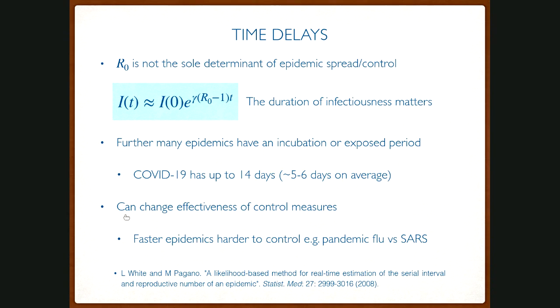Perhaps one example of that was why pandemic flu was harder to contain than SARS. They both had similar R0 values, but one of them had a shorter time in between infections, meaning that it spread more quickly. That was flu, and that was one of the reasons why it was a bit harder to control.